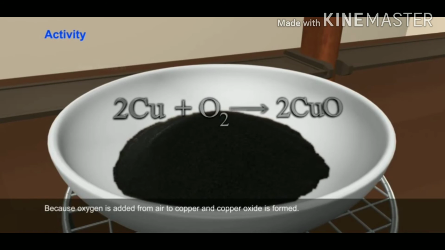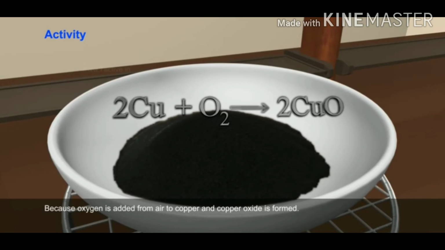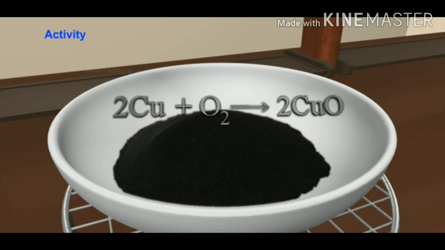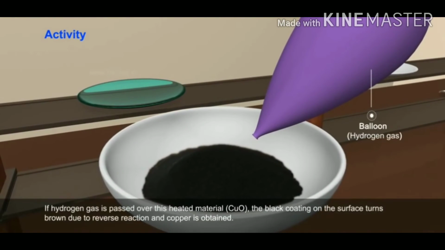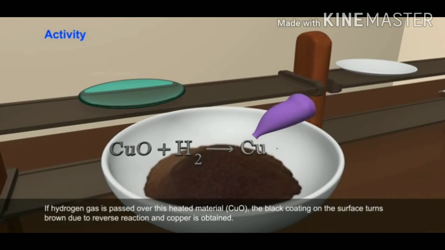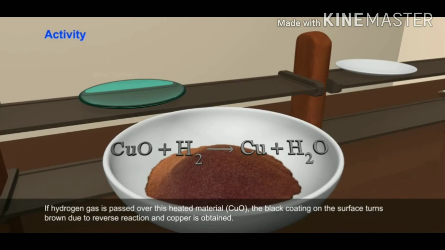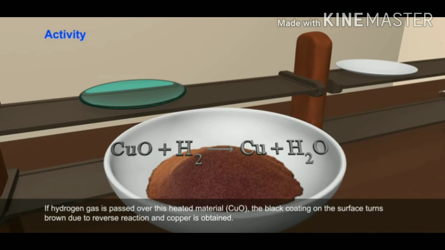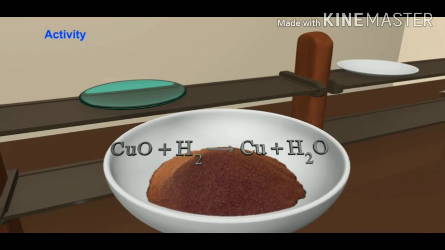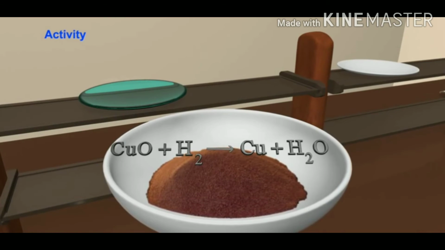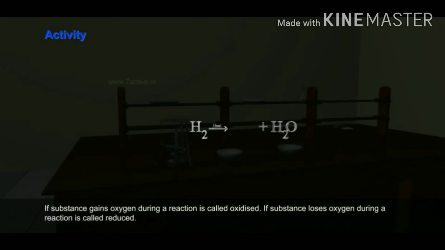So here 2Cu plus O2 forms 2CuO, because oxygen is added to the copper to form 2CuO. Now if hydrogen gas is passed over this heated material, the black coating turns brown due to the reverse reaction, and the copper can be obtained. So you can see how the reaction has been reversed.